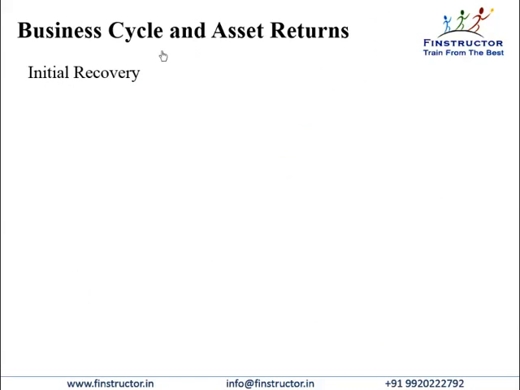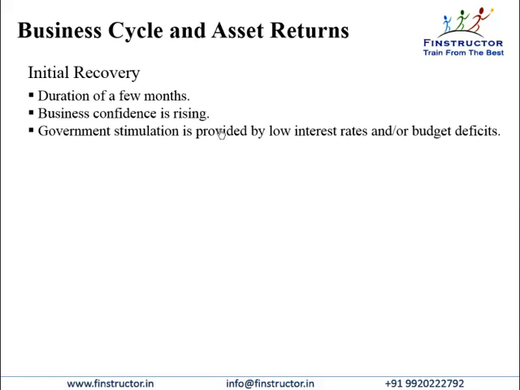So we'll now look at the 5 phases of the business cycle. Initial recovery generally has a duration of a few months, wherein business confidence is rising. Government stimulation is provided by low interest rates and budget deficits. So we are in the initial recovery. Interest rates, remember, are still low, and government is still in a budget deficit or still increasing budget deficits.